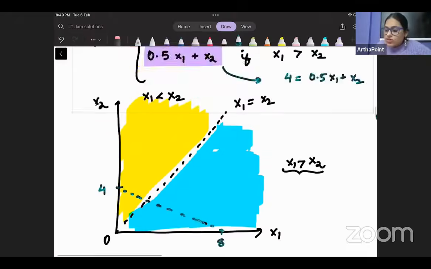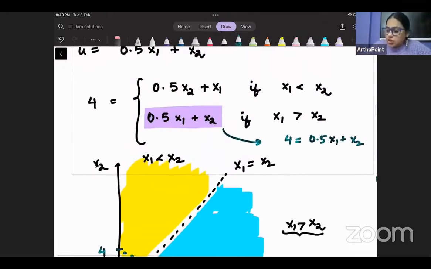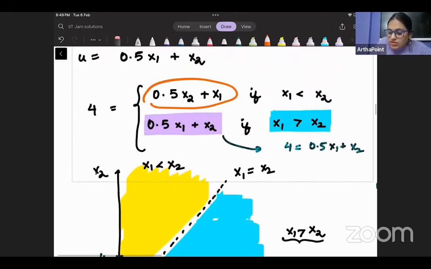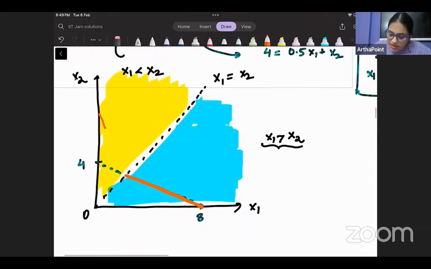But I am going to consider this IC in which region, bache? I will only consider this IC when x1 is greater than x2. So which means that I will consider this only in this region. Right, beta?